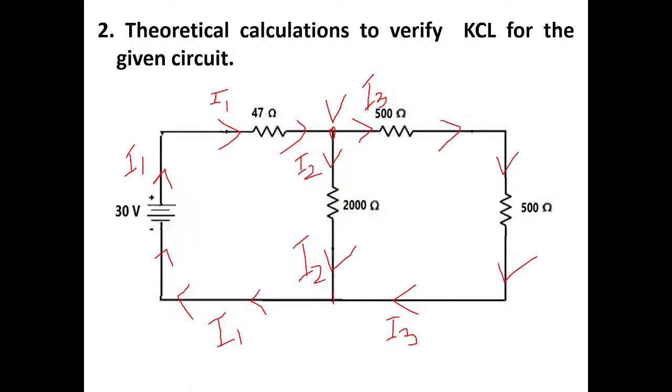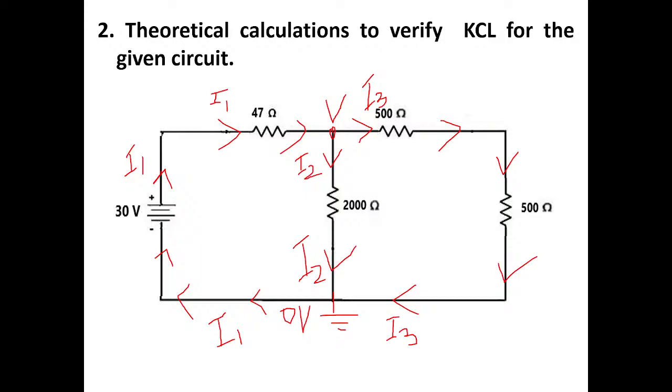Now, what is happening here? I1, I2 and I3 currents are adding up at this node. This node you call the reference node. Voltage at the reference node is always 0.